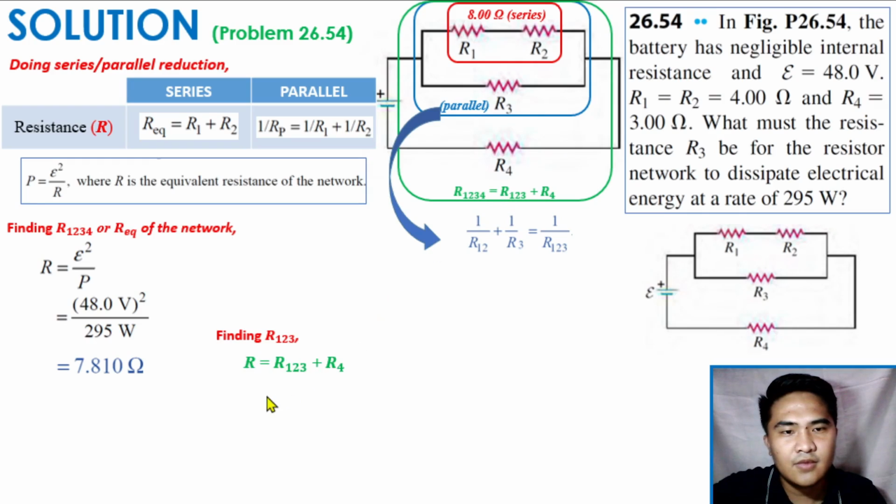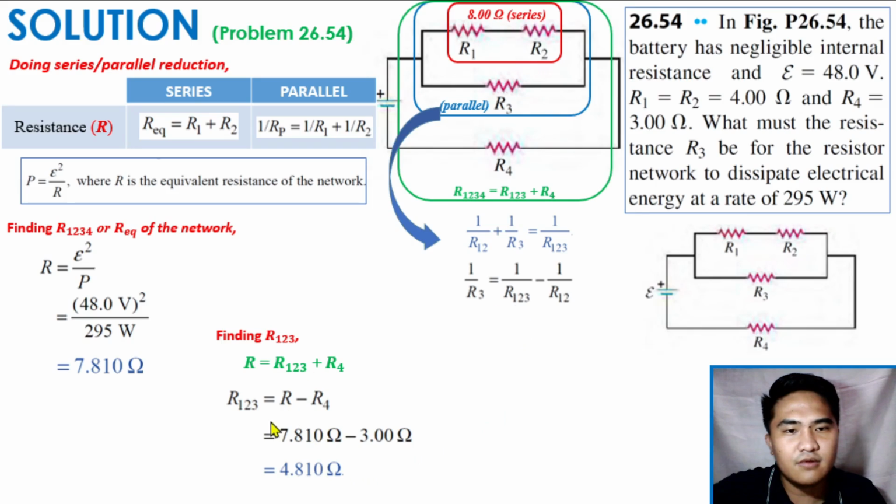equation and rearranging this to get R123, we will have R123 is equal to the total resistance of the network minus R4. We already solved this one, the total resistance, which is 7.810 ohms, minus 3 ohms, giving us the resistance of R123 of 4.810 ohms.